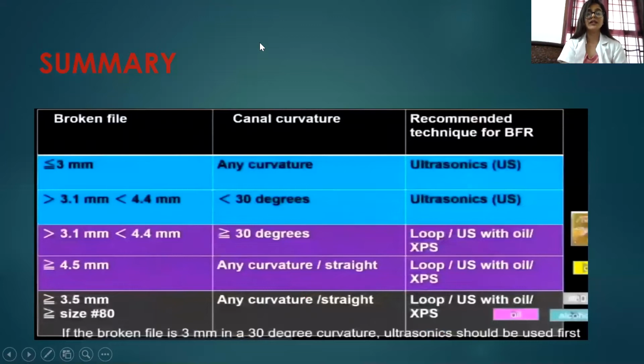Summary, when the length of the broken file is less than or equal to 3 mm with any curvature of the root, ultrasonics can be done. If the file length is 3.1 mm to 4.4 mm with more than 30-degree canal curvature, you can use loop or ultrasonics with oil or XP endo shaper. If the file is more than 3.5 mm with any curvature or straight canal, you can use loop or ultrasonics with oil and XP endo shaper.